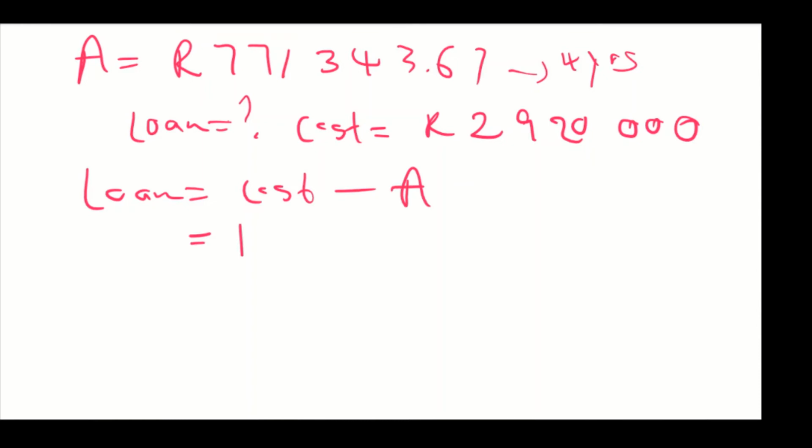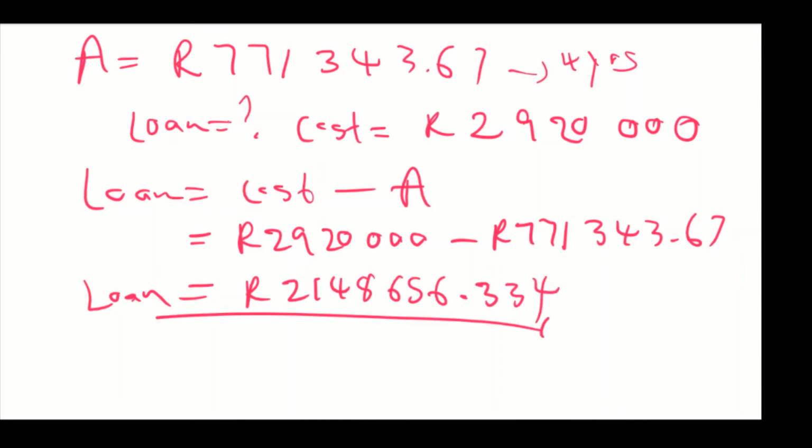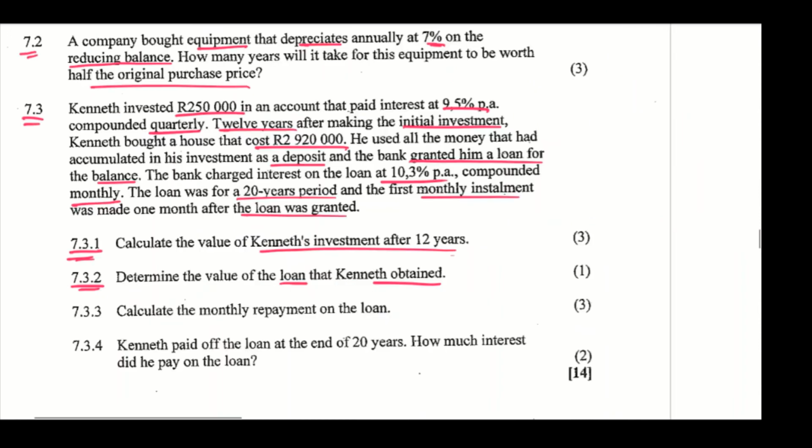So it's going to be 2,920,000 rand minus the 771,343.67. So the loan that he got from the bank is going to be 2,148,656.334. So this is the loan that he'll get from the bank.